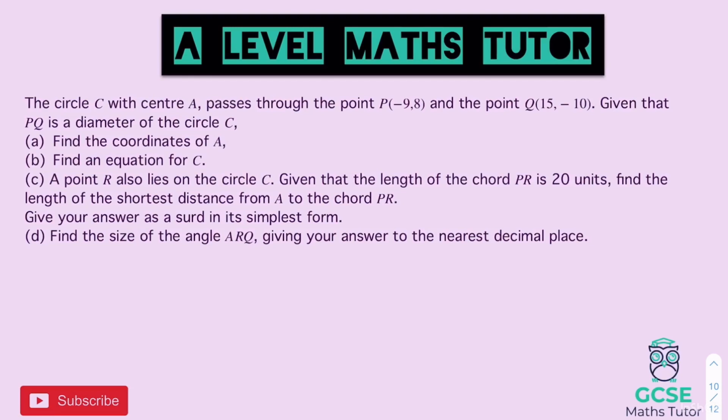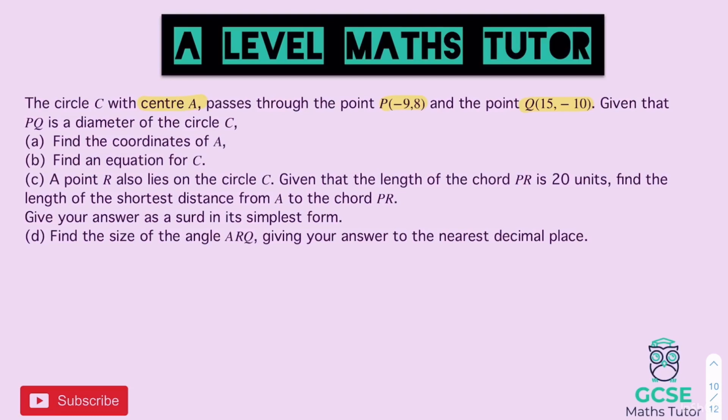So we've got some slightly higher numbers in this question. We've got some slightly higher numbers in terms of the coordinates as well. So we've got the two coordinates here that, it says, are the diameter. We've got P and we've got Q. It says given that that's the diameter of circle C, find the coordinates of A, and it says that's the centre this time, so we've got centre A.